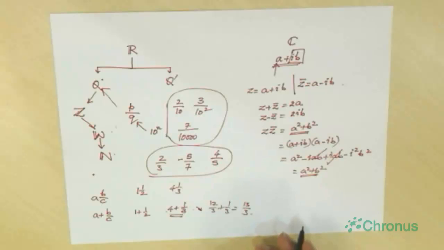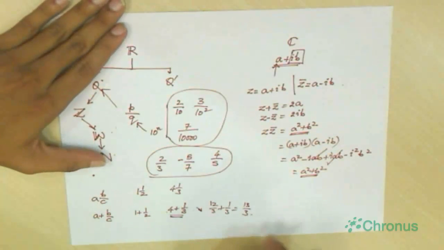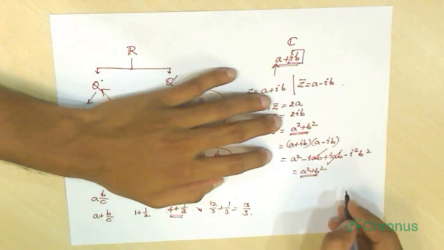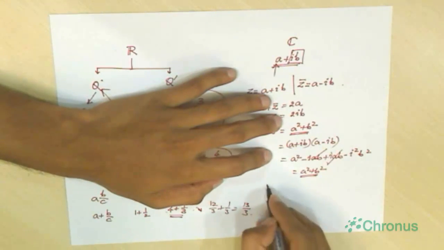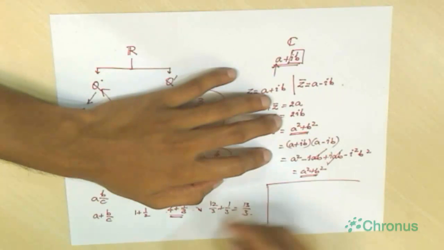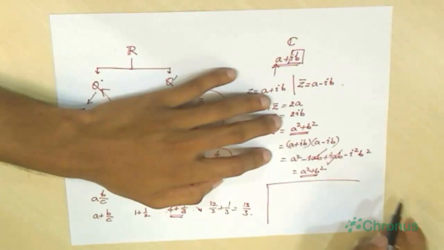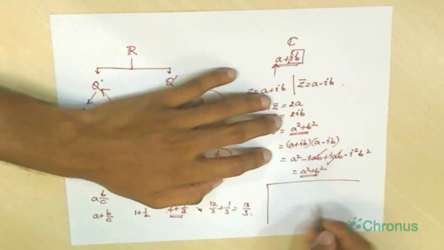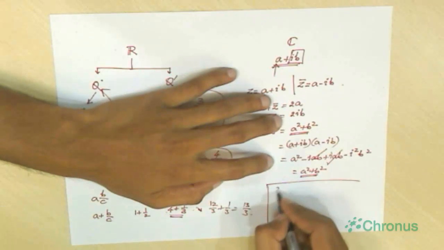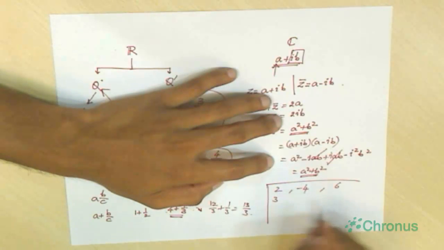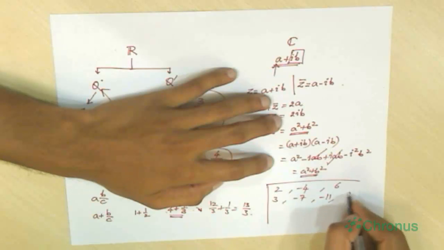And coming to integers, we have something called parity. Parity of an integer is nothing but its oddness or evenness. Any integer which is divisible by 2 is called an even number, and other integers are called odd numbers. So 2 is an even number, minus 4 is an even number, and 6 is an even number. 3 is an odd number, minus 7 is an odd number, minus 11 is an odd number, 99 is an odd number.